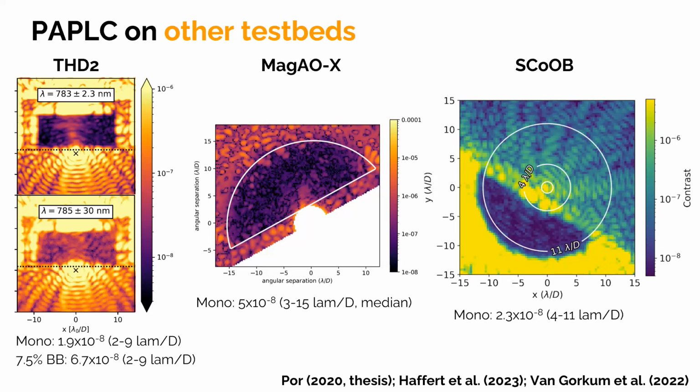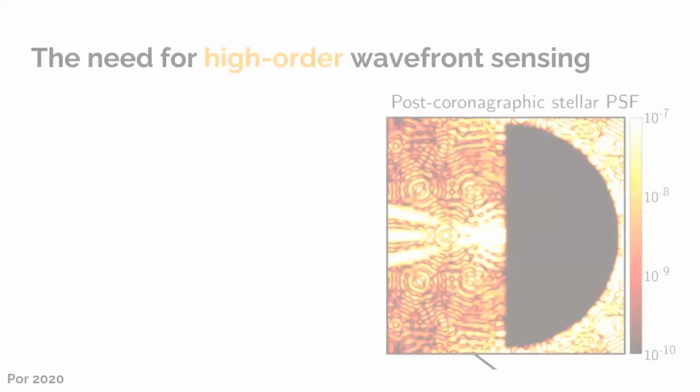And this was tried on MagAO-X as well, with a 5 × 10⁻⁸ with a 3 lambda/d inner working angle, and on SCoOp, which is a vacuum testbed in Arizona, where they reached again 2 × 10⁻⁸ from 4 to 11 lambda/d in this case. So PAPLC is not just on HiCAT, it's now on other testbeds as well, and has been achieving basically the same performance on all of those afterwards.